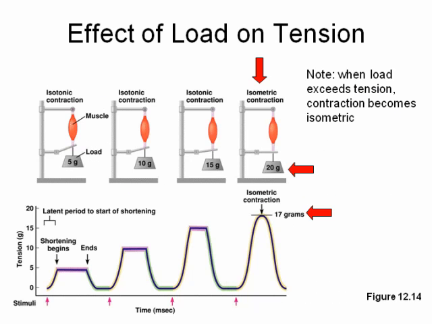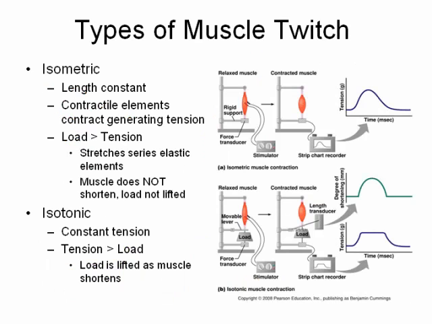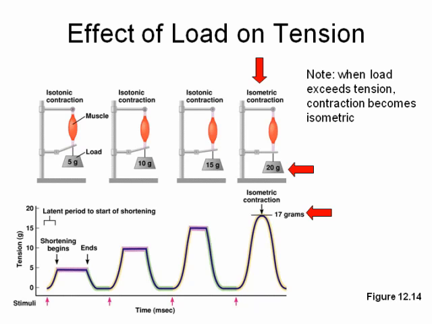So how does the load affect the tension? Well, as we increase our loads here, going from 5 grams, 10 grams, 15 grams, up to 20 grams ultimately, the first 3 contractions are isotonic, because the muscle can shorten since it can generate a tension that exceeds the load. So again, isotonic contraction. The tension exceeds the load. So we have shortening of the muscle. You can see this because this lever is moving upward. It's being pulled up along with the load.